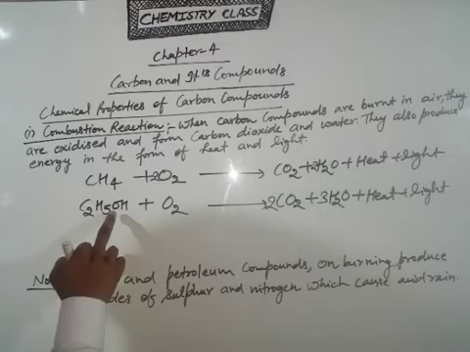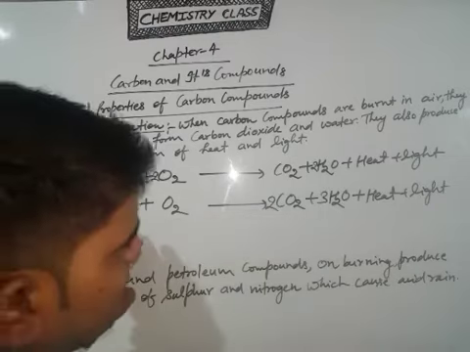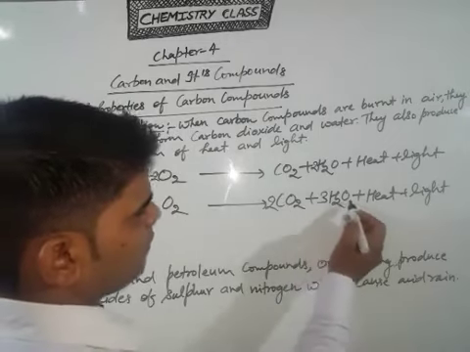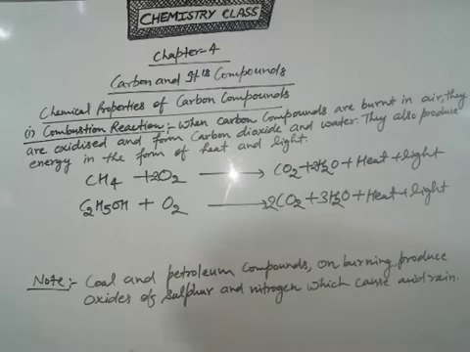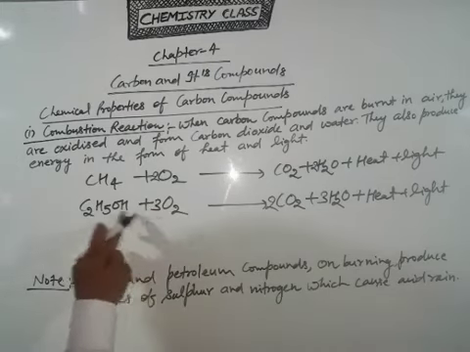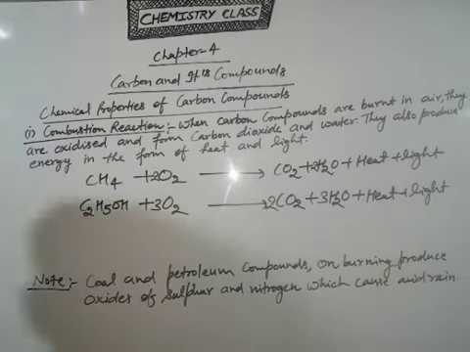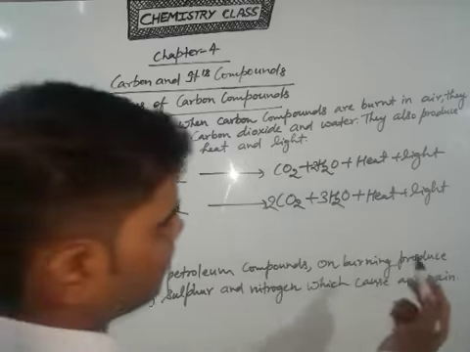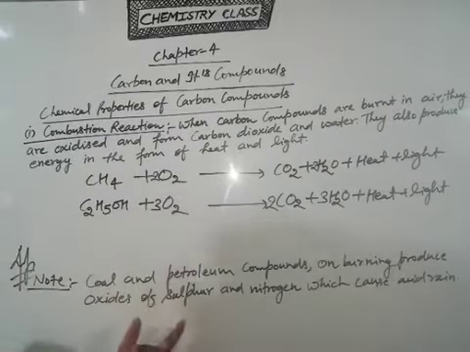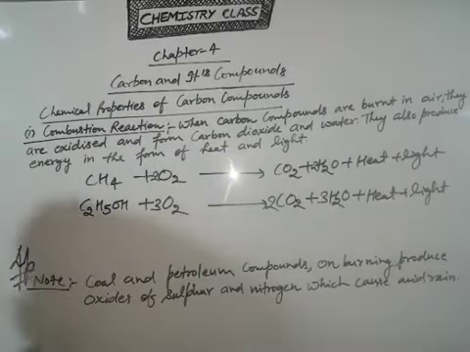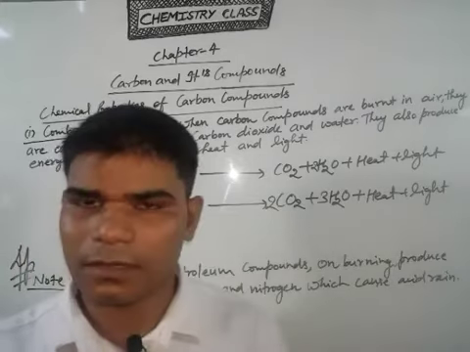And how much total oxygen? 1 and 2, that means 3 on the left side. But on the right side, 3 and 2 into 2 means 4, so 7. So if you multiply by 3 here, the oxygen also balances. This is the complete equation of the combustion reaction. So students, remember one important point. Coal and petroleum compounds on burning produce oxides of sulfur and nitrogen which cause acidity. This is a very important note for all the students. Clear?